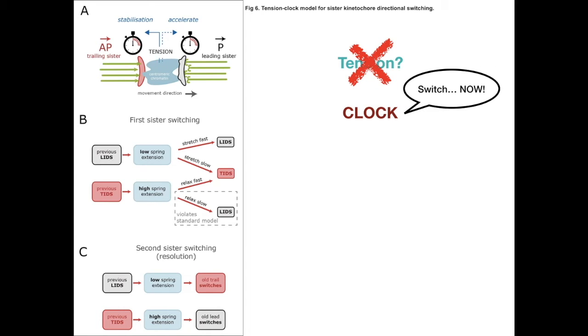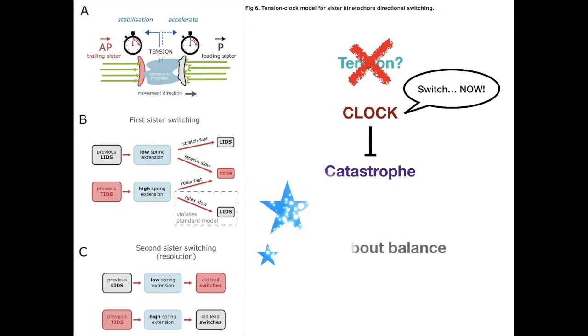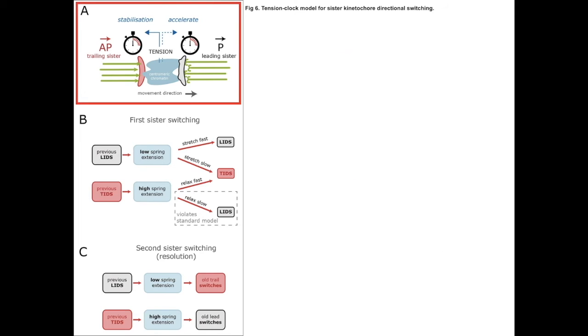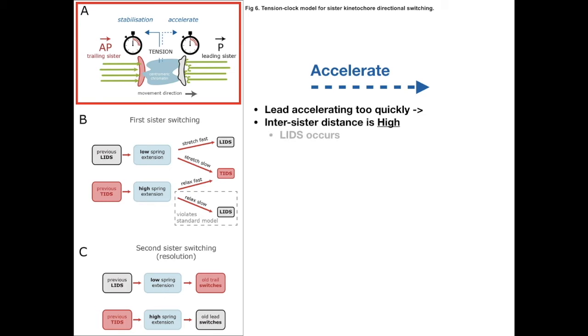This clock is reliant on saving the process from catastrophe. So, if things are out of line, the clock will trigger a switch in order to achieve balance again. If forces level out, the clock will allow the oscillation to continue. So, in figure 6a, we see their diagram showing that both sisters have a clock in place to deal with the coordination of switching. The dotted blue arrow indicates that if the leading sister accelerates too quickly, it will switch first since the tension between the sisters is too high for a TID to cause even more tension.